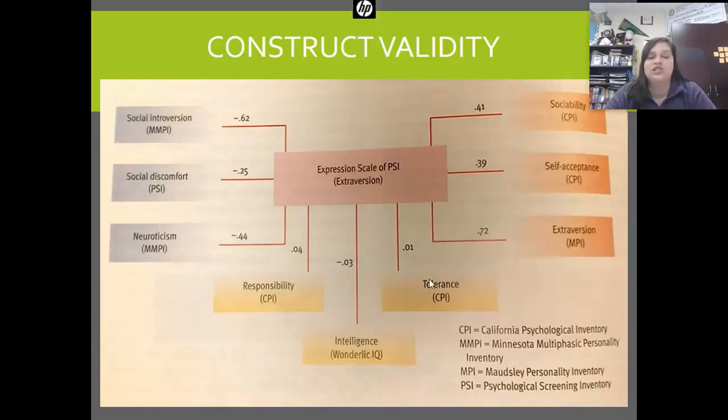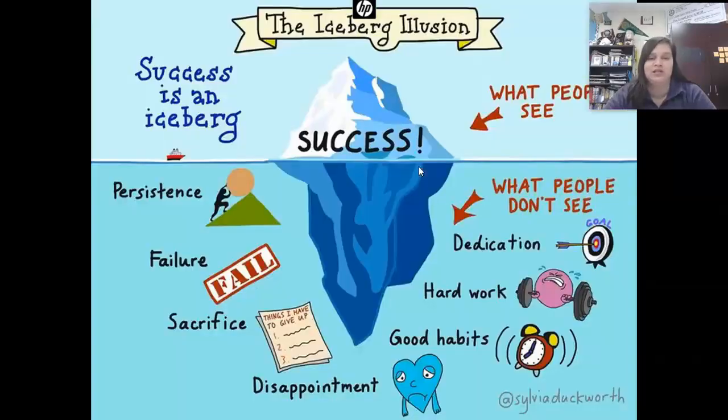Responsibility, intelligence, and tolerance, there's not necessarily a correlation. Remember, 0 means no correlation. So there isn't necessarily a correlation between those and extroversion. Sociability, self-acceptance, and extroversion, those do score positively. So it should score positive with things that are similar to extroversion and negative with things that are not. So this shows that this test has good construct validity. So mainly you want to remember that they're comparing it to other valid tests.